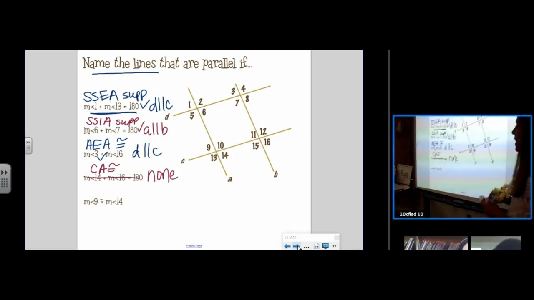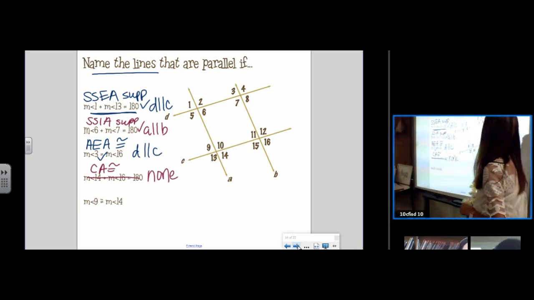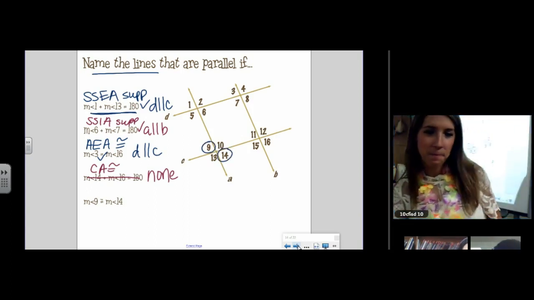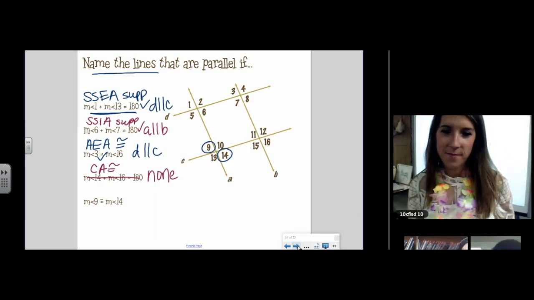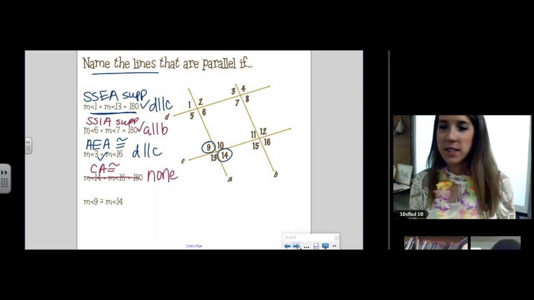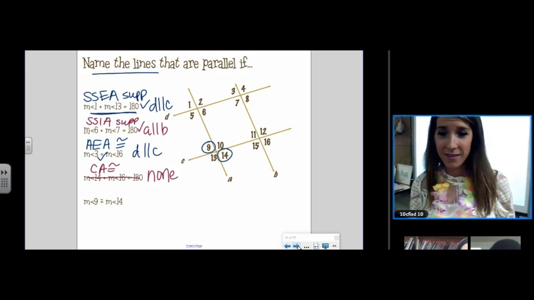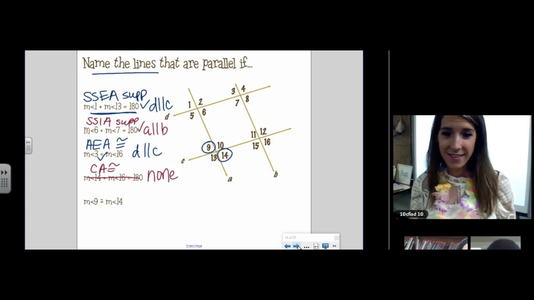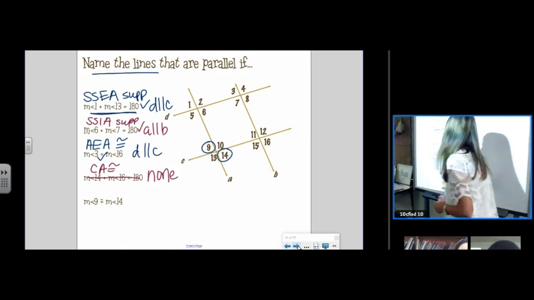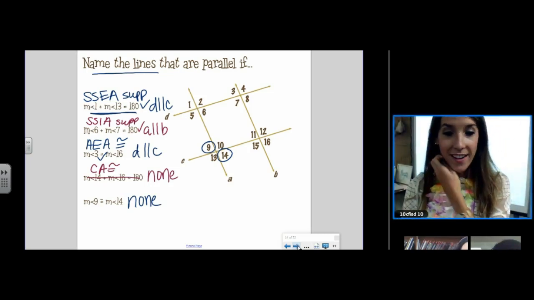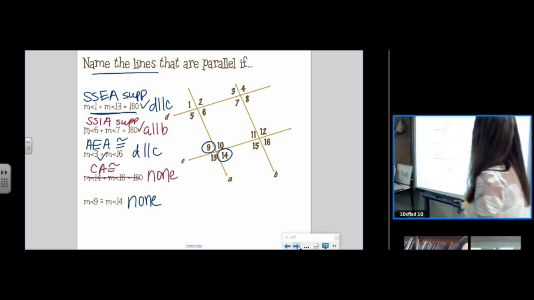The measure of angle 9 equals the measure of angle 14. What do you think? No, this is not a true or false question. It says name the lines that are parallel. Good. For those of you who said none, this one's a little bit weird.